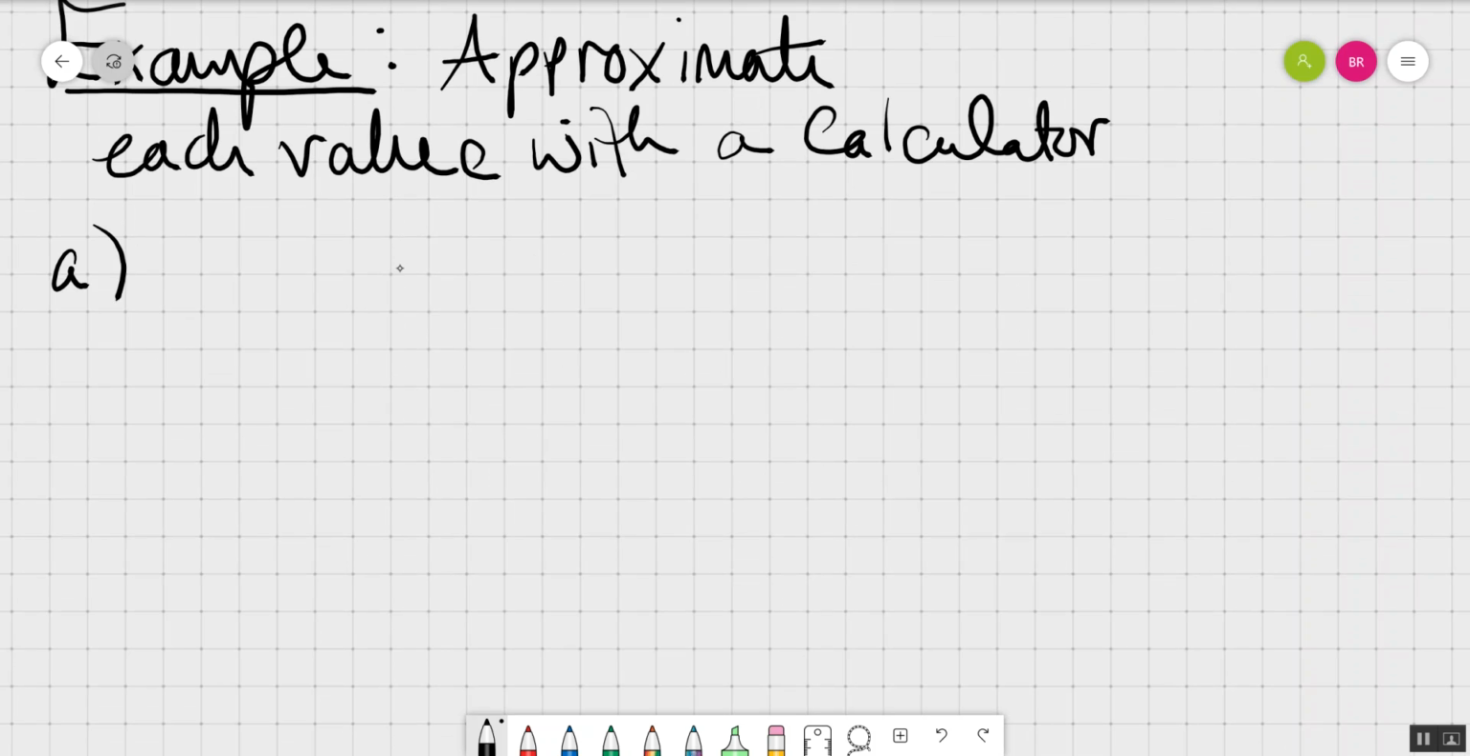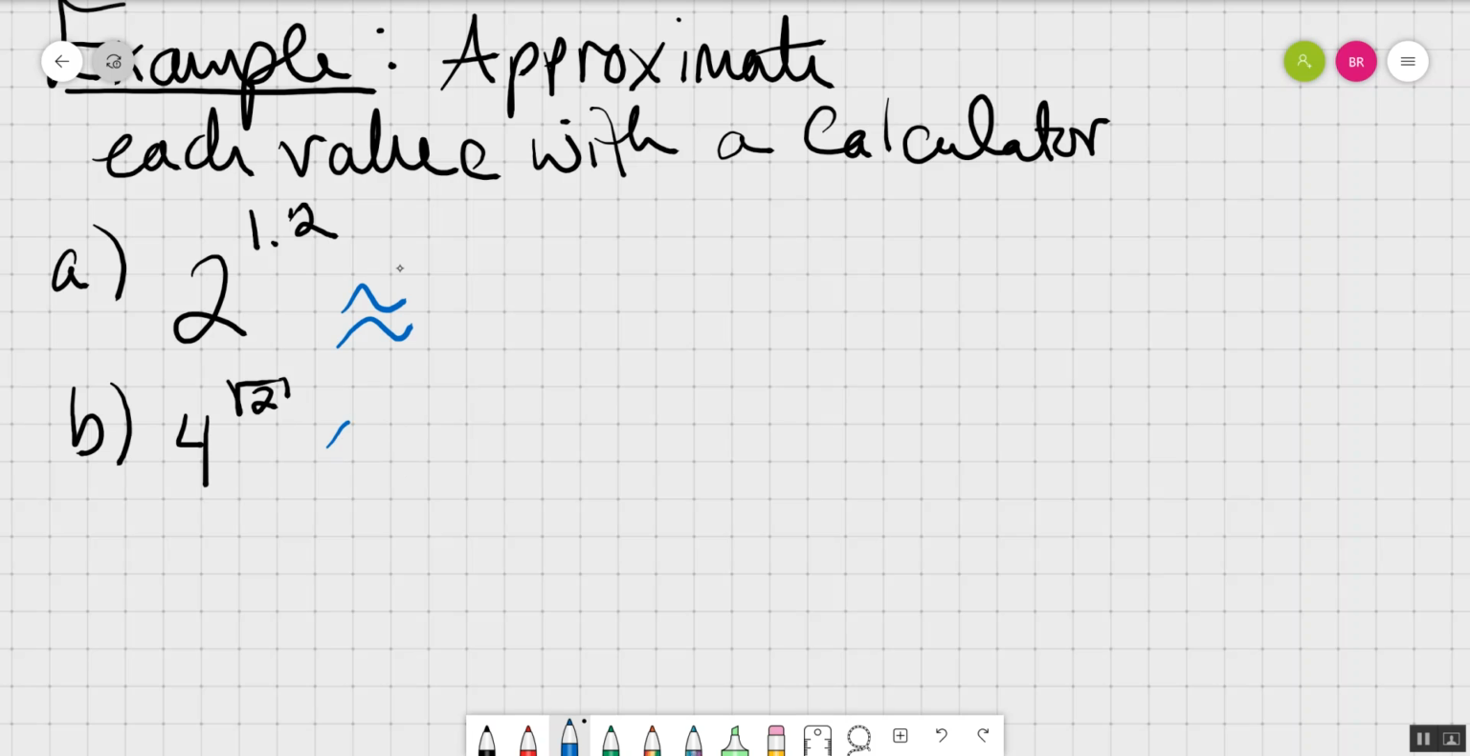So first up, I'm going to do 2 to the 1.2, and then I'm going to do 4 to the square root of 2, and we're going to get what this is using a calculator. So we're going to have to do some rounding. Instead of writing equals, I'm going to be using the approximate squiggly, so close to this. So let me pull up my calculator.